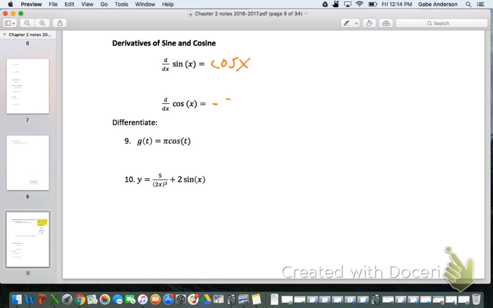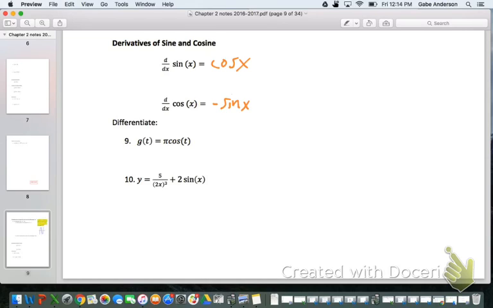Yep. So if we wanted to prove this using the definition of the derivative, we'd have to use the sum identity for cosine or sine. Sine of a plus b is sine a cosine b plus sine b cosine a, I think it is. We're not going to go there. I'm going to use a graph to kind of prove it to you.